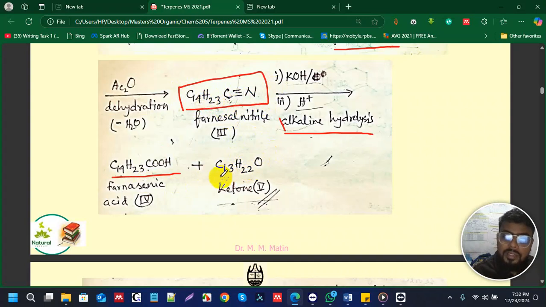C13H22O is a ketone, or ketonic structure, and the remaining portion will be converted into carboxylic acid. From farnesyl nitrile it will be converted into farnesic acid, because when the C triple bond N is converted into COOH, that means it's an oic acid, or a carboxylic acid. That's why the name will be, in the fashion of carboxylic acid nomenclature, farnesic acid.